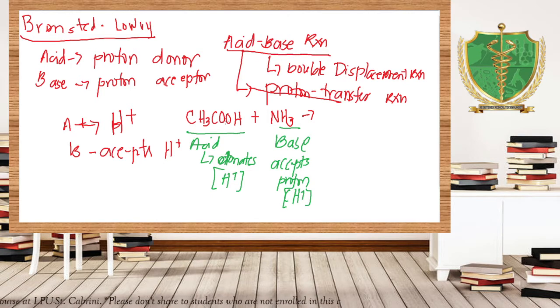Ibig sabihin, a while ago, no, in our previous video, we discussed that acetic acid is an example of a weak acid because it can only lose one hydrogen. So this hydrogen will be donated by our acid. Who will accept this hydrogen? Correct. Our base. Thus, it will produce ammonium ion and our acetate.